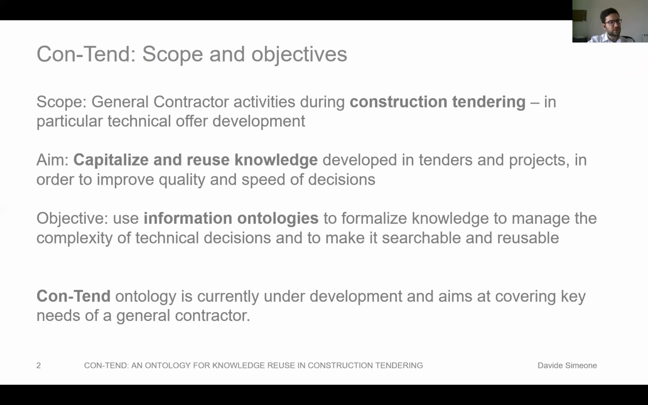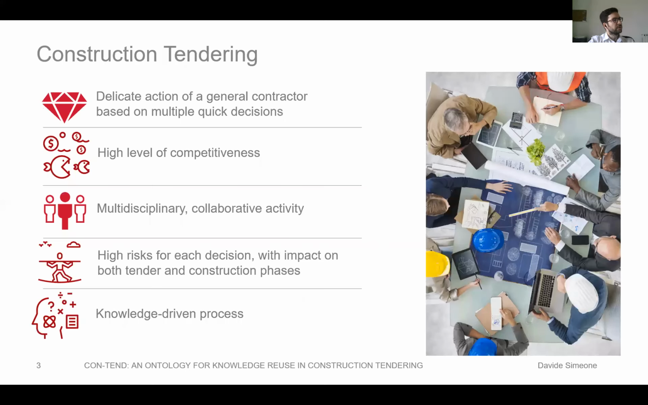The specific objective of this research is to investigate how information ontologies can help a general contractor formalize knowledge and manage the complexity of this kind of technical decisions. If we focus on the construction tendering phase, we can say that it's a very delicate action that involves multiple and quick decisions by a general contractor.